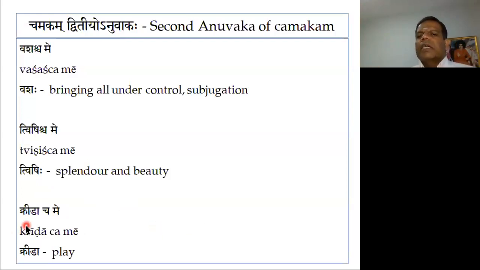The next mantra is Krida chame. There's no consonant which is difficult to pronounce, so it should be simple. Krida means play. So anything in which we indulge as play, our playfulness, let that also be beneficial. Krida chame kalpatam. When we play, let that also be beneficial. Our play itself be beneficial.